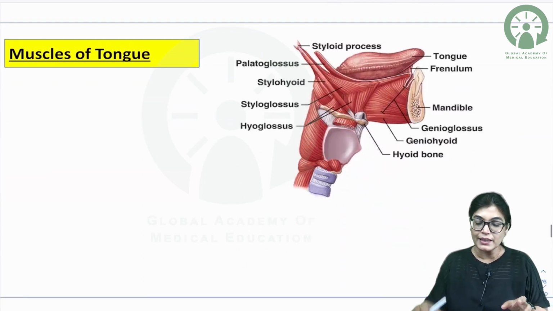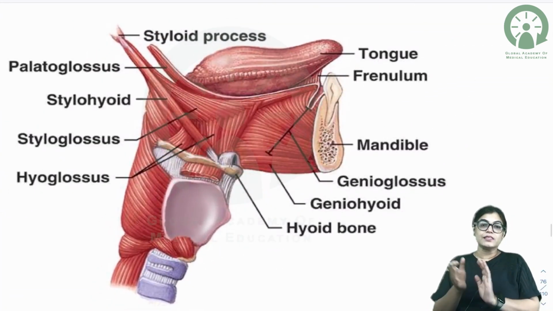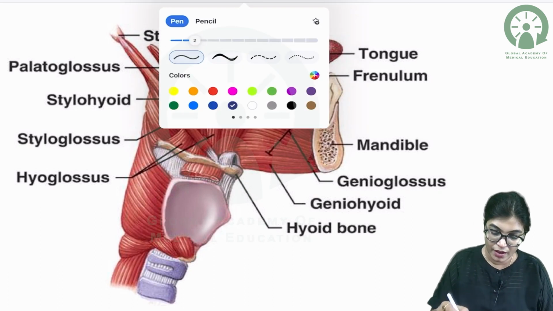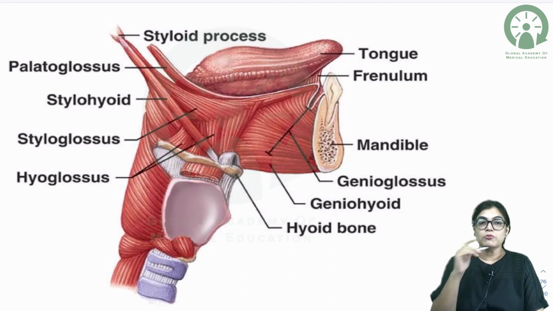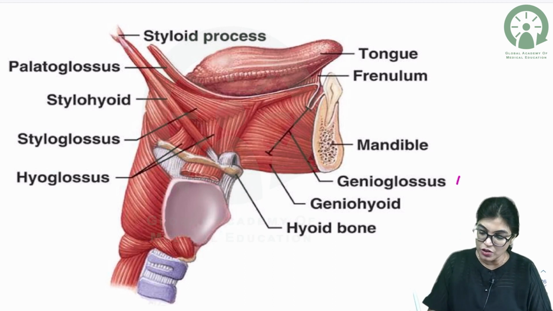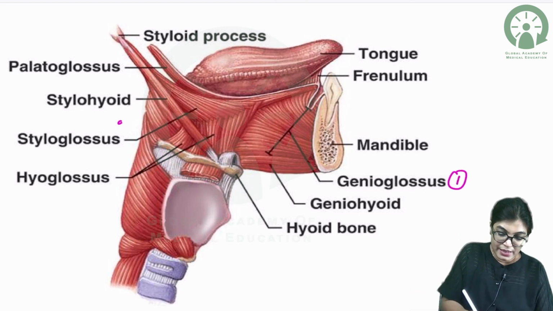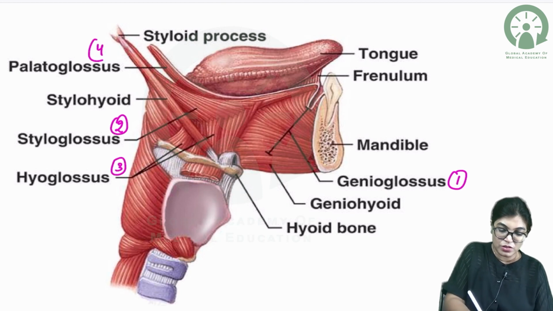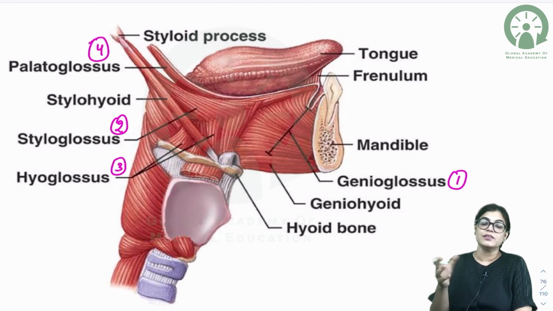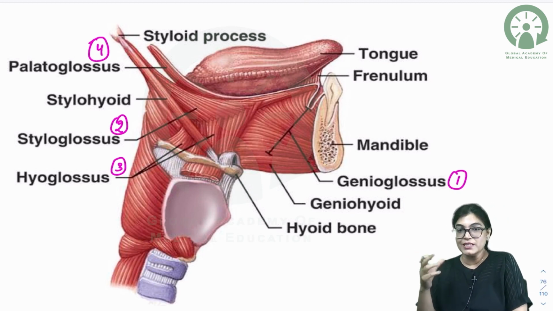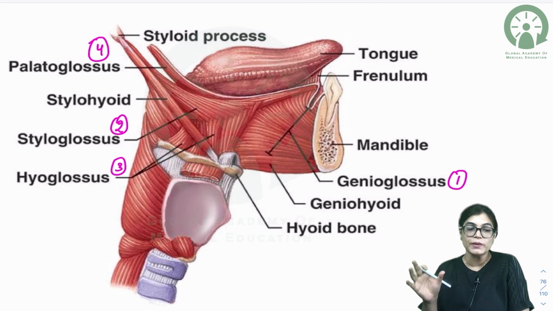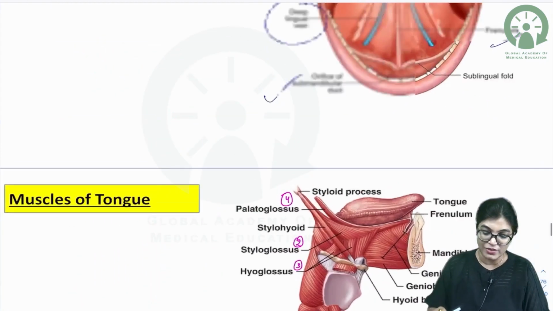The muscles of the tongue can be categorized into extrinsic and intrinsic muscles. We have 4 important extrinsic muscles: genioglossus, styloglossus, hyoglossus and palatoglossus. The intrinsic muscles are vertical and longitudinal muscles, and they are required for changing the shape of the tongue. So, we will talk briefly about the action and attachment of these muscles. Let us talk about the extrinsic muscles.